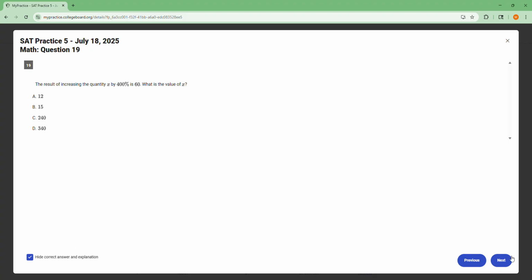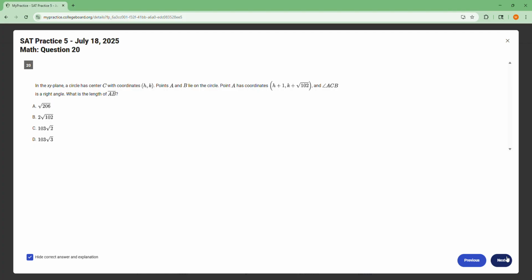Then we're on to question 20. With question 20, what's something that would help you answer this problem? What is a macro strategy that we'll want to do to understand this better? Absolutely.